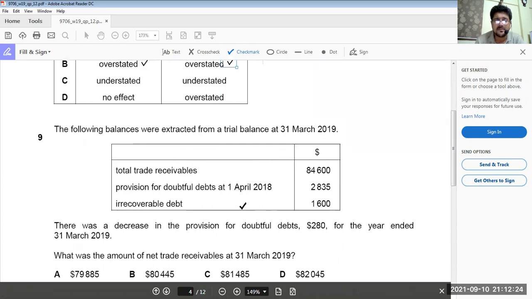Now, number 9. The following balances were extracted from the trial balance of 31st March 2019. Okay. Total trade receivable 84,600. Total trade receivable 89,000.